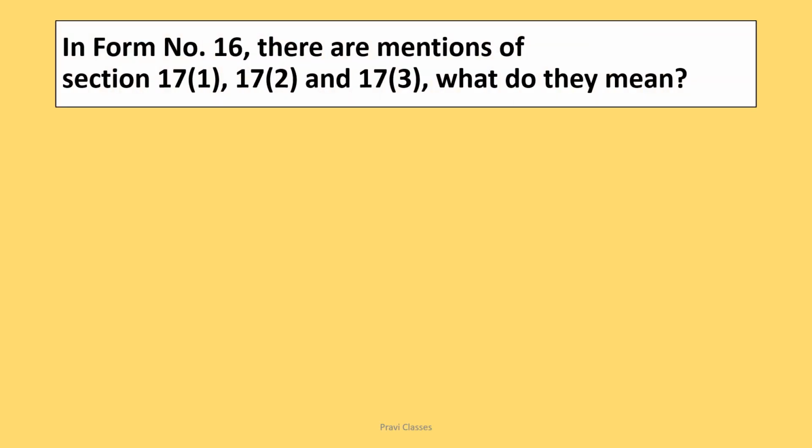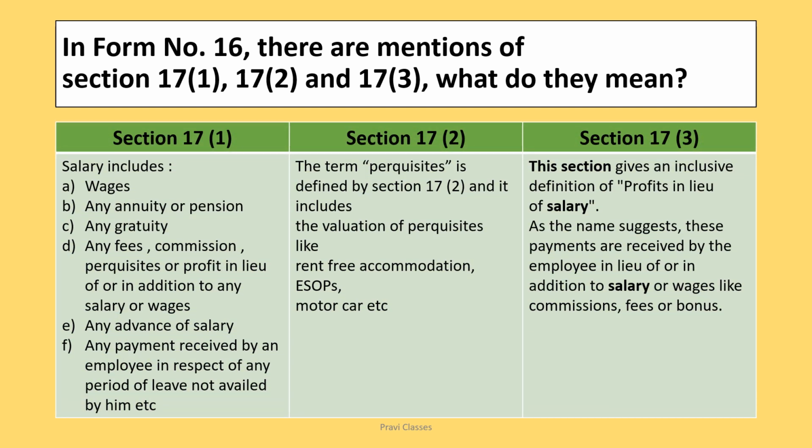In Form number 16, there are mentions of Section 17 subsection 1, Section 17 subsection 2 and Section 17 subsection 3. What do they mean? Section 17 subsection 1, salary includes wages, any annuity or pension, any gratuity, any fees, commission, perquisites or profit in lieu of or in addition to any salary or wages, any advance of salary, any payment received by an employee in respect of any period of leave not availed by him, etc.